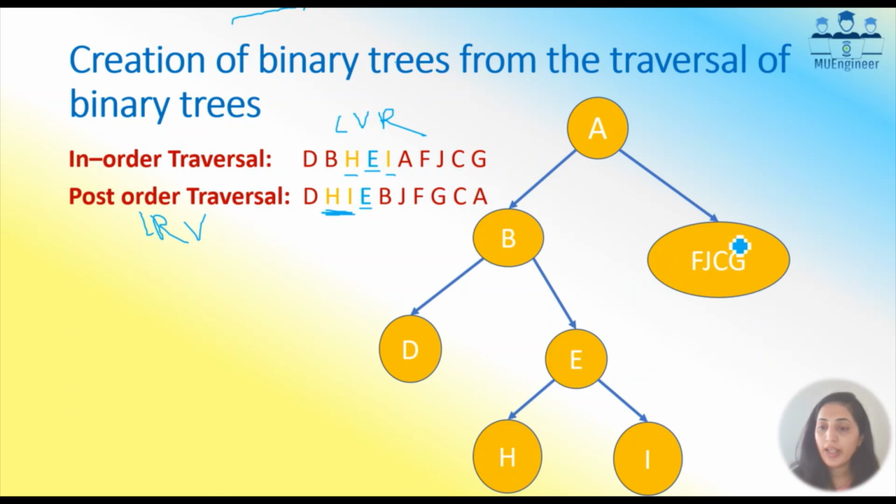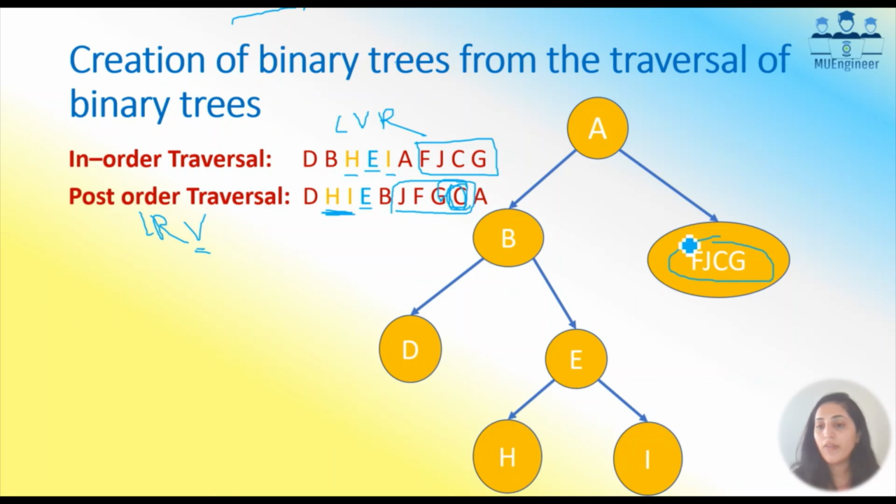Now we'll just go to the next part, that is F, J, C, G, and try to solve it. If you see here, F, J, C, G is like this, and here F, J, C, G is like this. So again, if I want to find out the root of F, J, C, G, can you tell me what is it? Okay, so your guess is right, that is post-order traversal will give us the last node as the root, and now I can say C is the last over here, so C is the root.